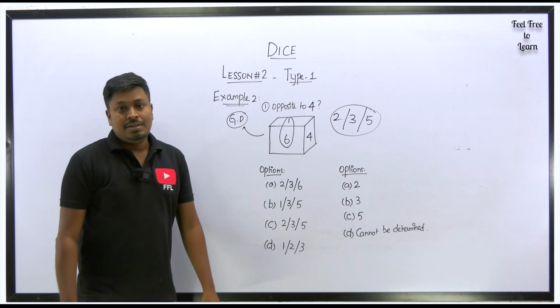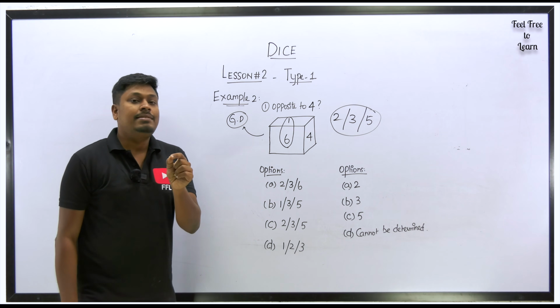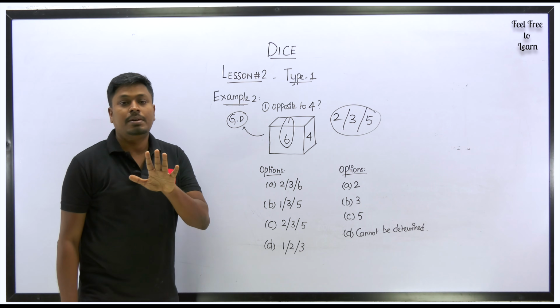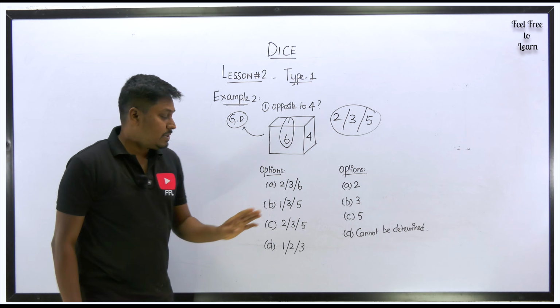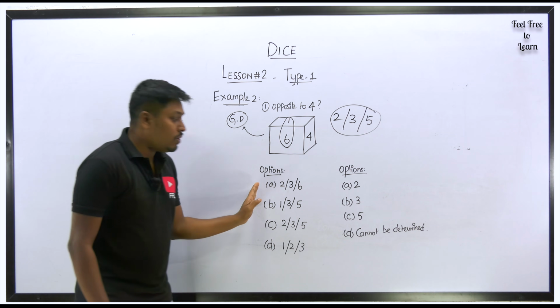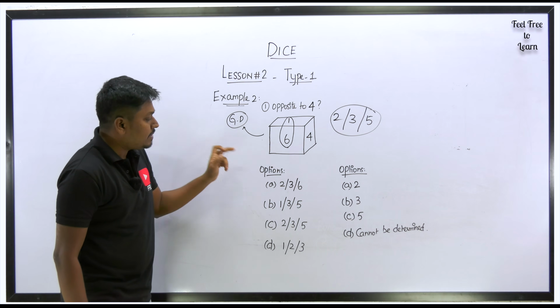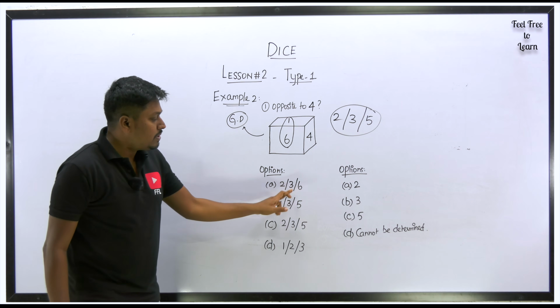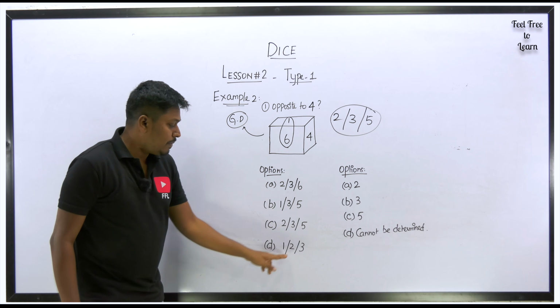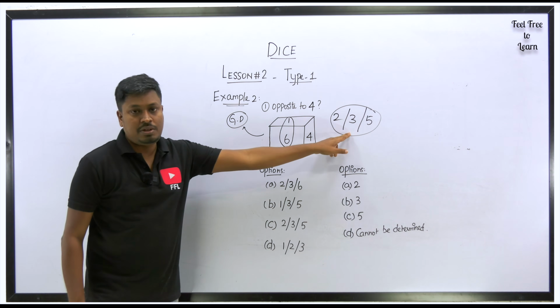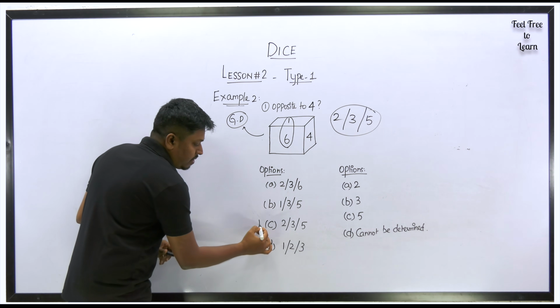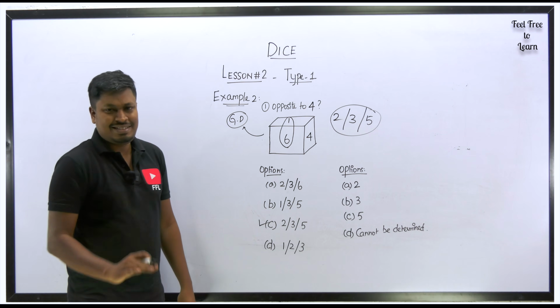Got it or not? Only if you know the exact answer, you should mark it, or else you should not mark the answer. You should say the answer for this question is cannot be determined. So that's the reason I have taken 2 example options here. First let me take this option. Option A, 236, option B, 135, option C, 235, option D, 123. According to this question, opposite to 4, what we find is 235. So you can say that the answer for the question is option C, right?